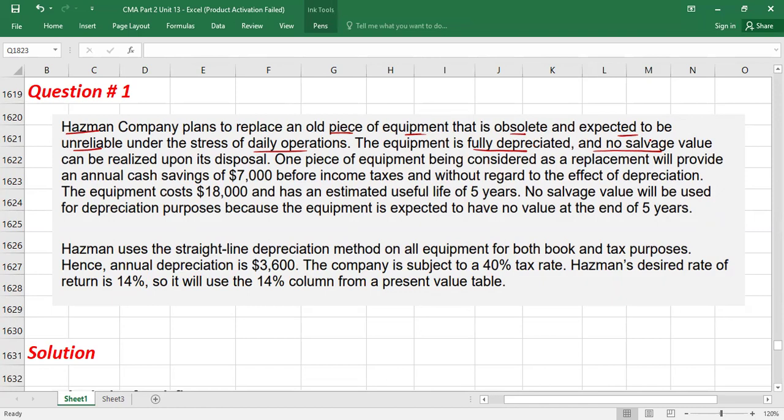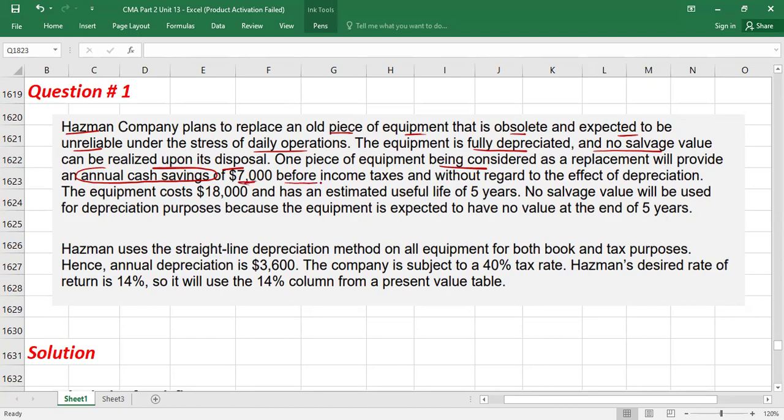Otherwise, we would calculate the after tax proceeds from the sale of old equipment, which would be part of the initial investment, right? So then they're saying no salvage value can be realized upon its disposal. The new equipment which you are considering now as a replacement will provide an annual cash saving. Whenever you see the words annual cash saving, it means cash inflows, right? Or he may use the words cash inflows straight away.